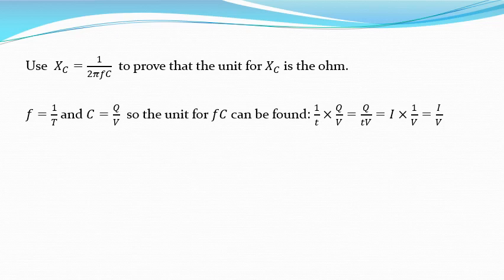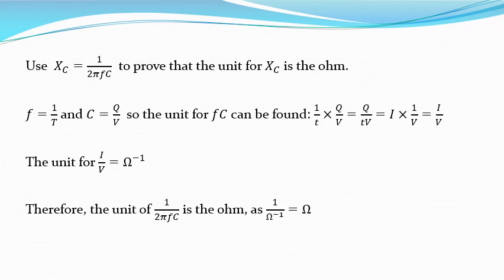So if we multiply those together, we get Q divided by TV. If we divide Q by T, that's the same as current. And so therefore we get current divided by voltage. Okay, and the unit for that would be ohms to the minus 1. And in our relationship at the top, it's 1 over 2 pi FC, and therefore the unit for XC would be the ohm. Okay, you don't need to be able to show this, but it is just showing that the units can be derived from any particular relationship that you have.